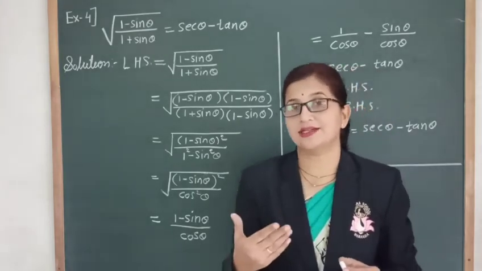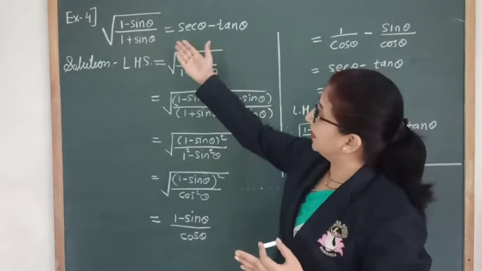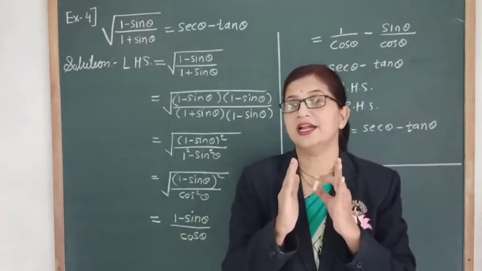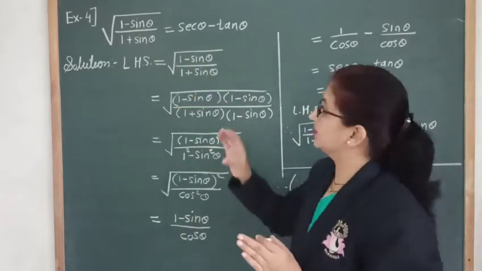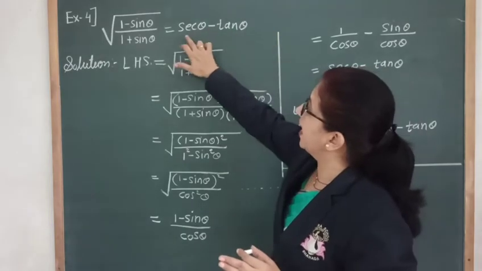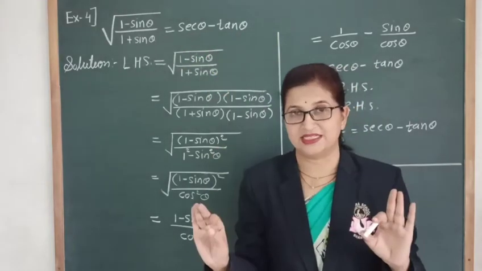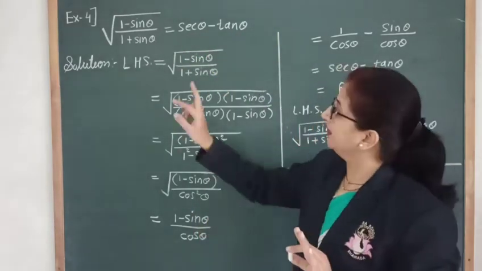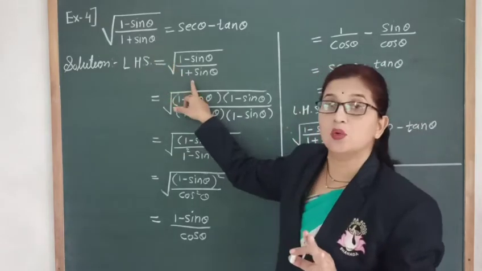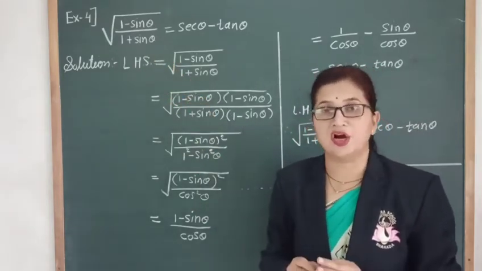Okay. So what will we rationalize? Will we rationalize the numerator or the denominator? That depends upon the RHS. So now you can see here in the RHS there is no denominator, right? It means that here in the LHS we have to rationalize the denominator.